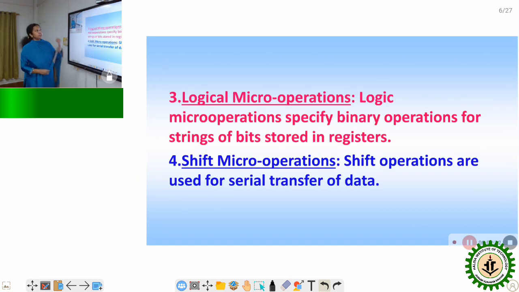Another micro operation which is available is the logic micro operation, which specifies binary operations for strings of bits which are stored in the registers. The next micro operation is the shift micro operation. Shift operations are used for serial transfer of the data.